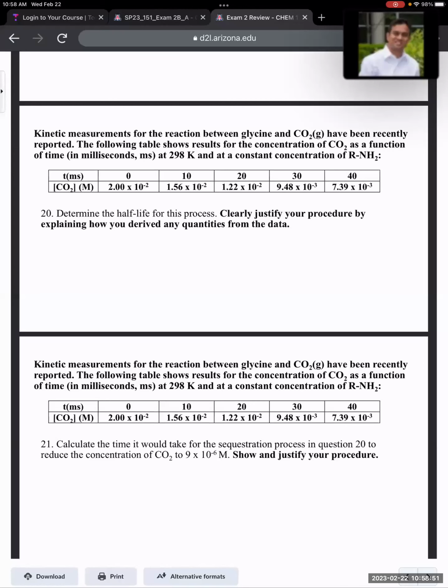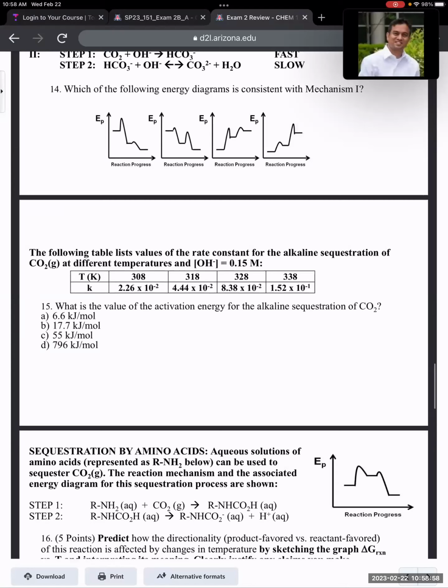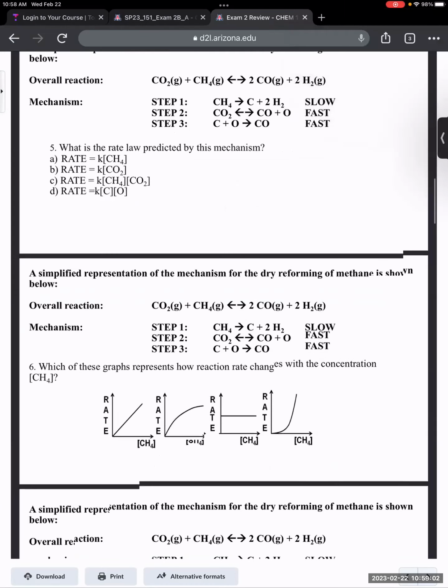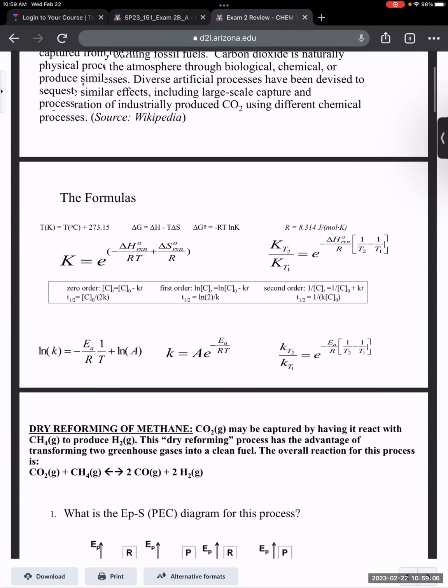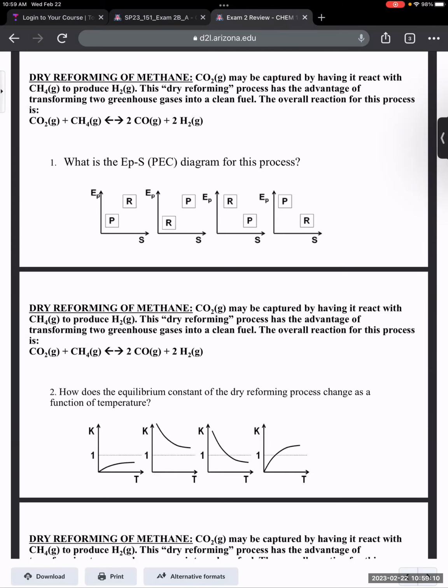So let's review for exam 2 by going over some reaction kinetics problems. Okay, so let me see what we have here. This is the exam 2 review, and let's start with the first question. We are given the overall reaction, or it can be steps, so we can find the overall reaction from the steps. And then they are asking us to determine the Venn diagram.